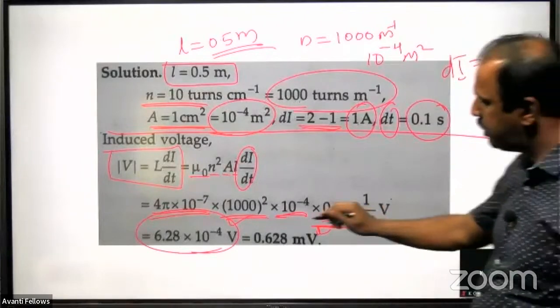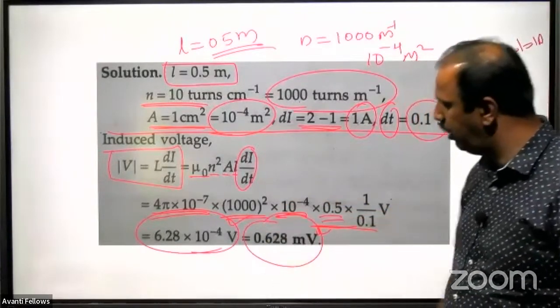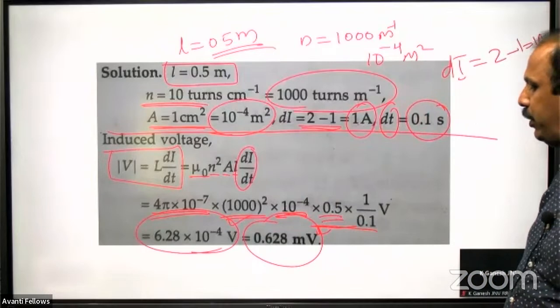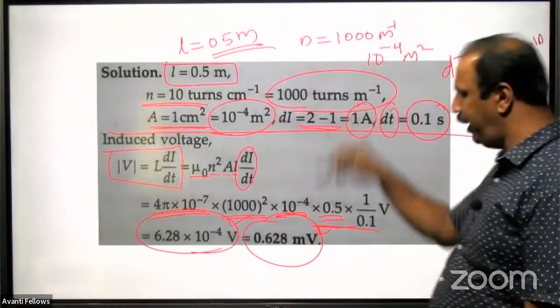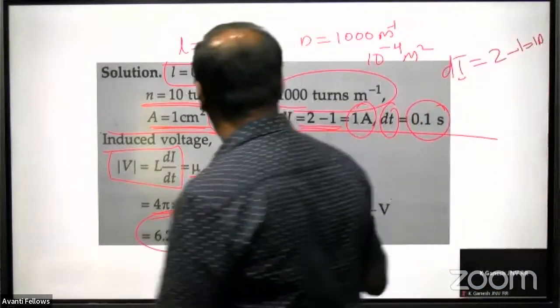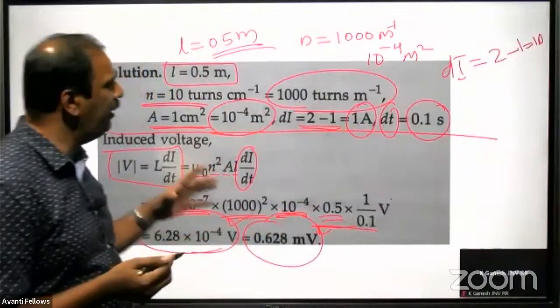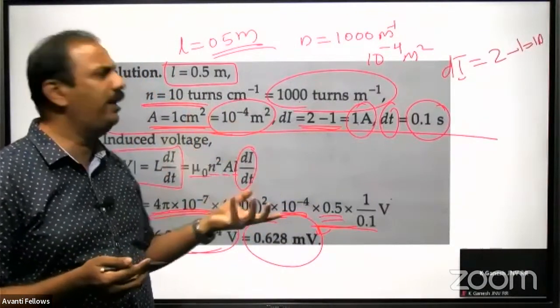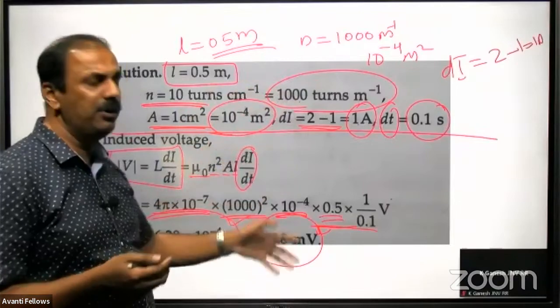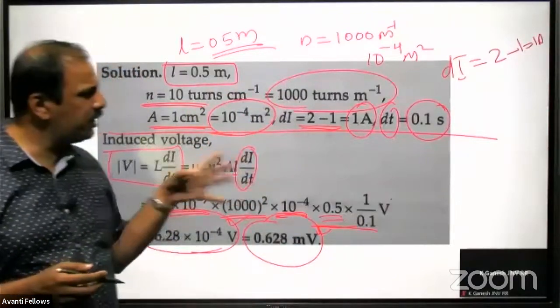So this is the final answer. Okay, so we have the final answer 0.628 millivolt. So we have done a numerical problem here. This is not a big numerical problem. Just we explained here to say how to deal with it. You have to convert all these units and do like that. So similar questions also you can do.